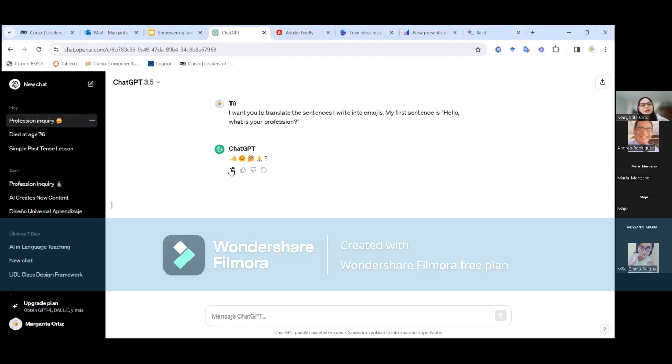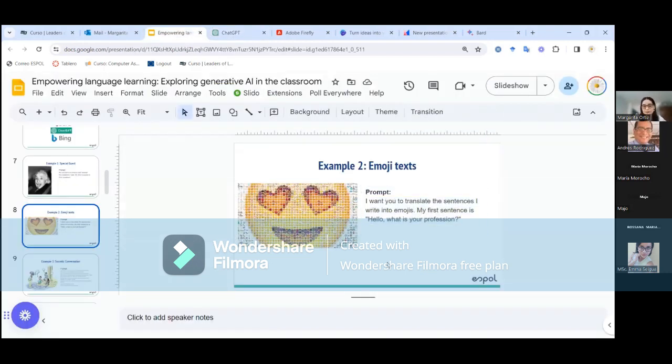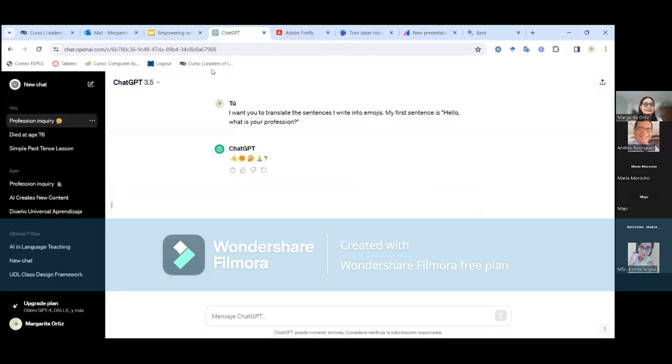But then again, how can we use something like this in class, right? With the emojis, what you can do is a writing activity. You present the emojis to your students, and then your students have to create what will be the question that is about those emojis. So for instance, I can ask my students, okay, based on these pictures, these emojis, what is the question? So that's going to be a fun activity.